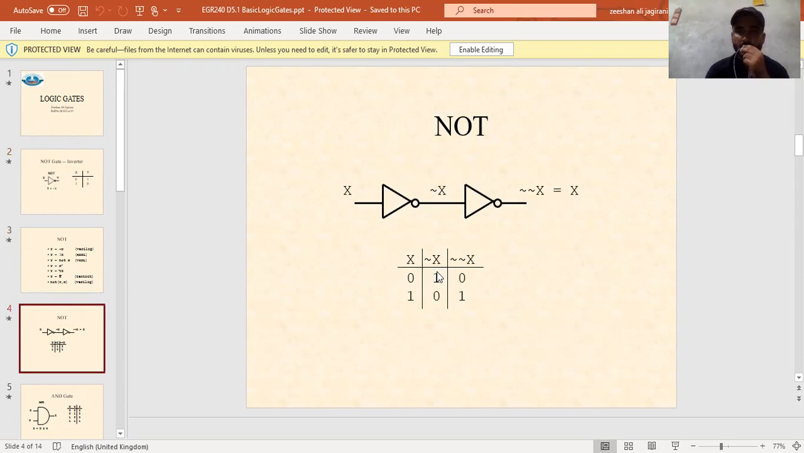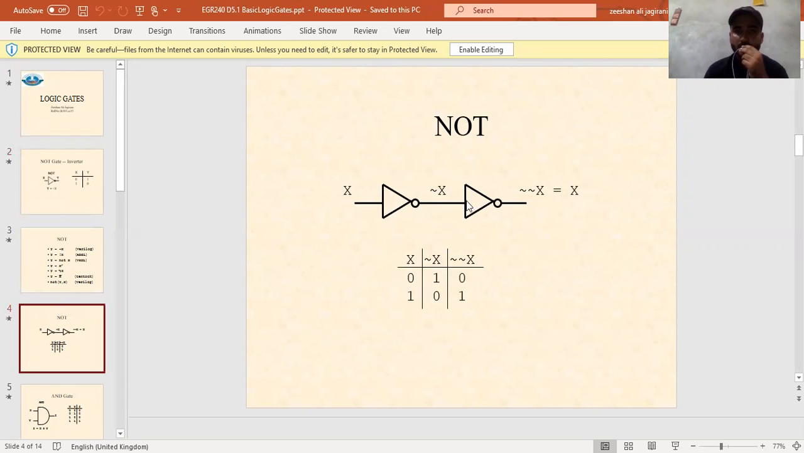Now here the NOT gate is shown in the figure. You can see a small bulb-like circle is put here. It shows that it is a NOT logic gate.